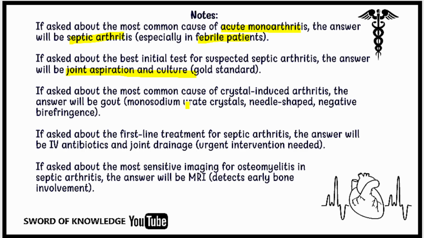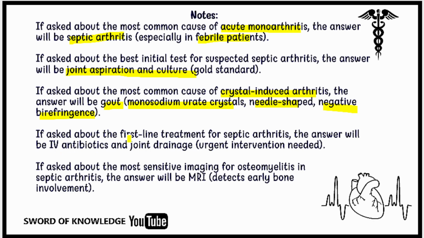And if the question asks about the most common cause of crystal-induced arthritis, the answer will be gout. Some high-yield points about gout are that these are monosodium urate crystals, needle shaped, and negatively birefringent. This information is mostly given in the question so that you will find out your diagnosis of gout.